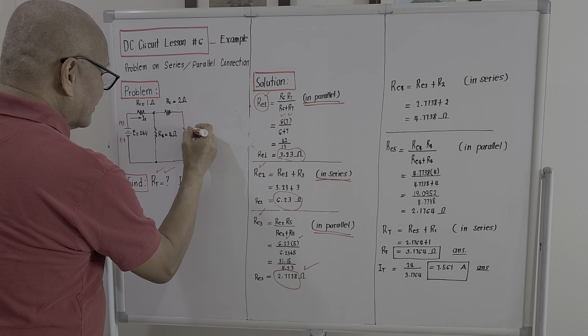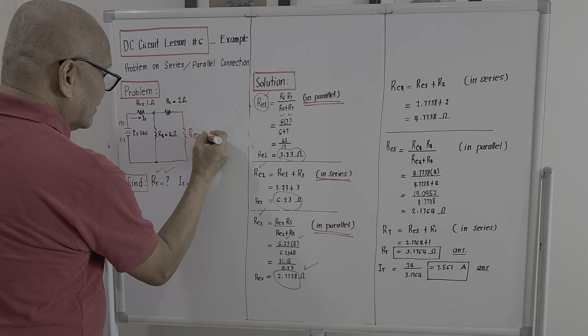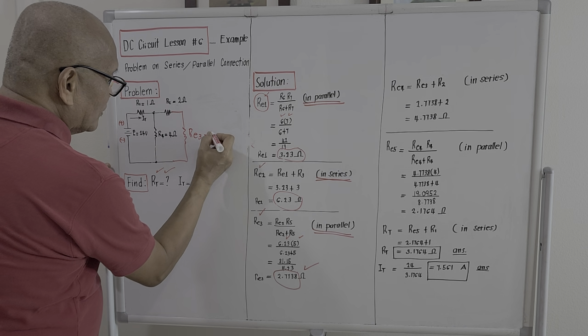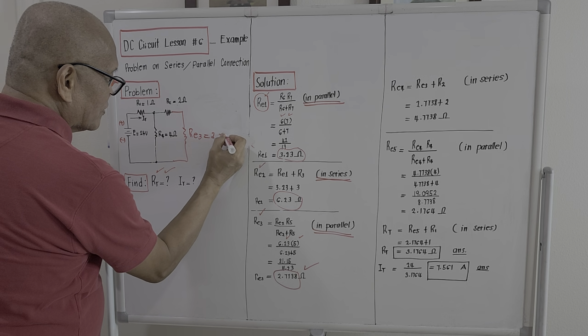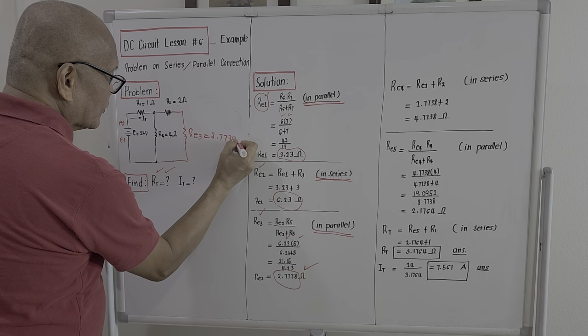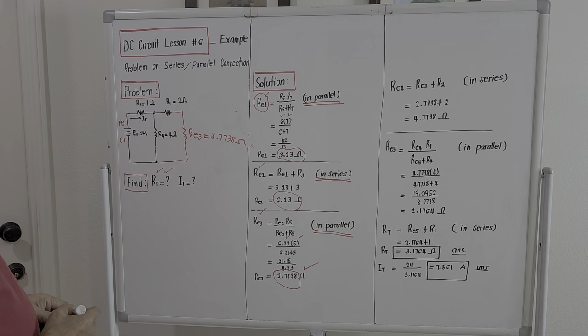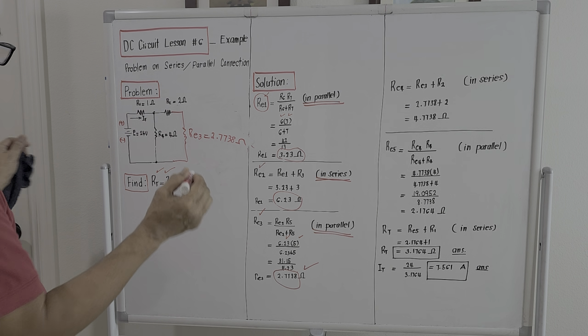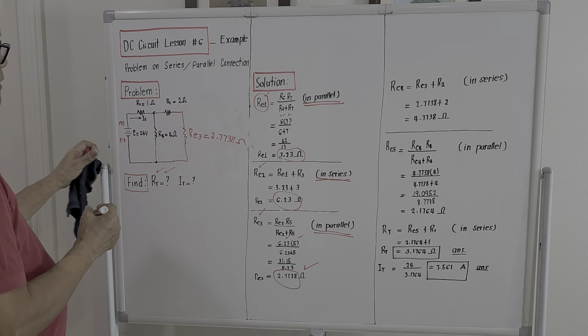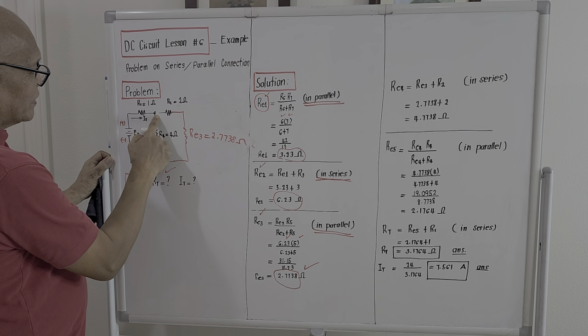This is RE3, and the value is 2.7738 ohms. Okay? So again, to simplify the circuit, we disconnect it here.